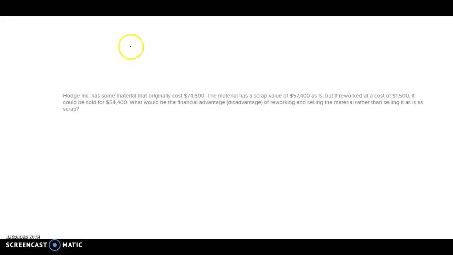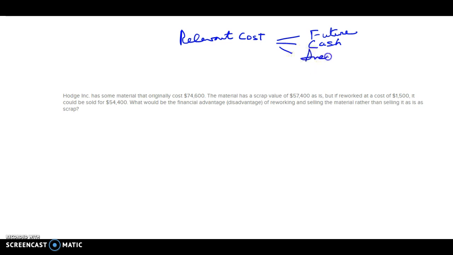Okay, these are some questions on relevant cost. One of the things I want to emphasize at the outset here is relevant costs have three components. One is they are future costs. Second, they are cash costs, so it's not depreciation. And third, they are incremental costs, which means they are added costs.